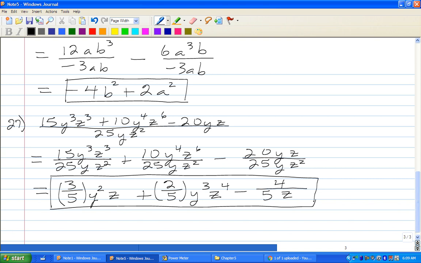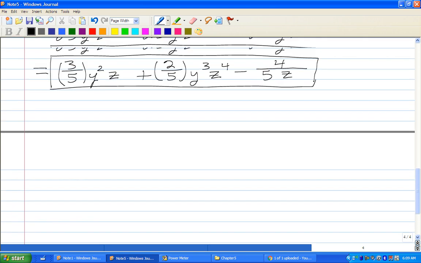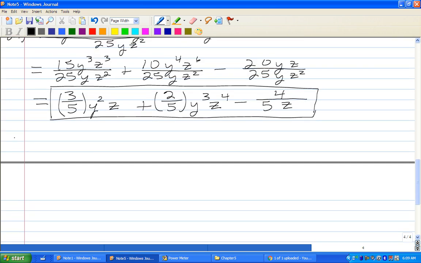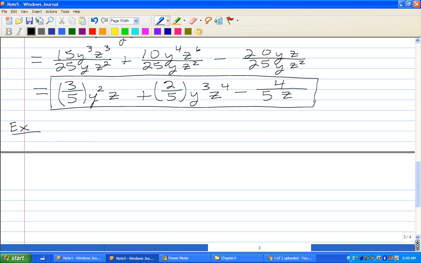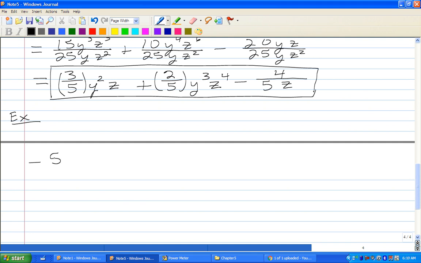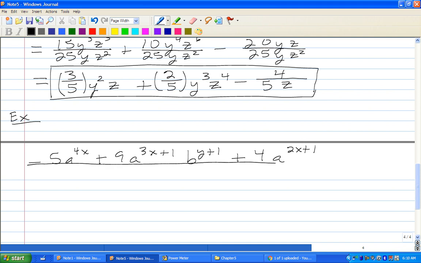Let me do an example. Let's say negative 5a to the 4x plus 9a to the 3x plus 1 b to the y plus 1 plus 4a to the 2x plus 1 over negative a to the 2x b.